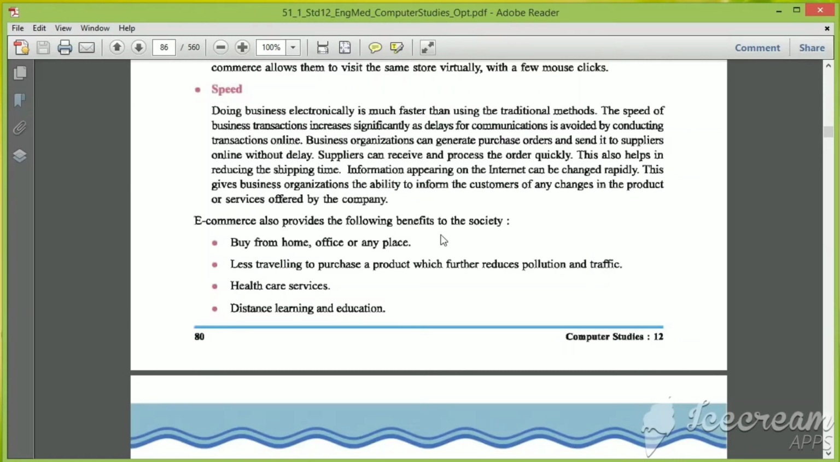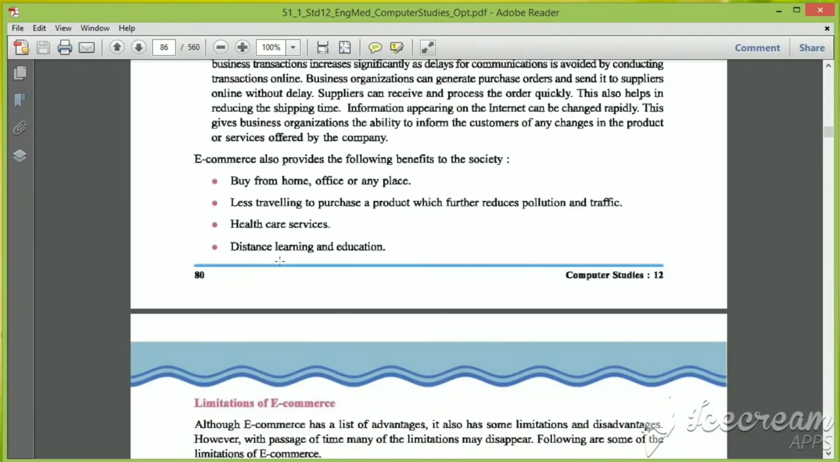Now e-commerce also provides the following benefits to society. Buy from home, office or any place. It means you can buy anything from home, office or any place. Less traveling to purchase a product further reduces pollution and traffic. This is the most important point or advantage of e-commerce. Healthcare services and distance learning education. Students can pursue distance learning education through e-commerce.